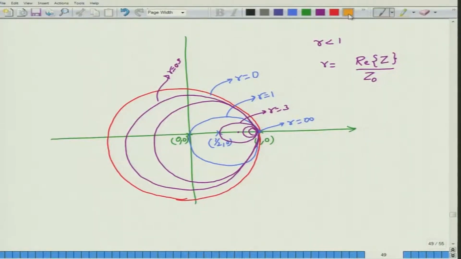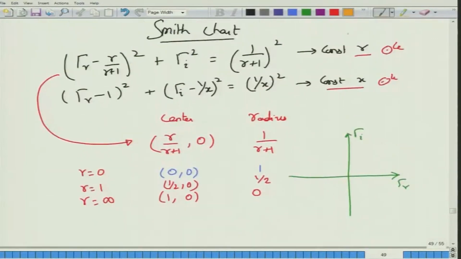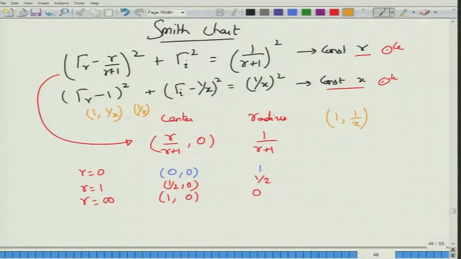Again we will go back to the equation to note down what is the center and the radius. This time we know that the center must be given by 1 comma 1 by x and the radius must be given by 1 by x. So now what I have is center as 1 comma 1 by x and the radius to be 1 by x. So when x is equal to 0, where will be the center? Center will be 1 comma 0. Remember, this is the rightmost point that we have looked at. This also corresponds to r equal to infinity, by the way. And what would be the radius? Radius will be infinity. Now what is a circle with an infinite radius? It's just a line. So this will correspond to a line.